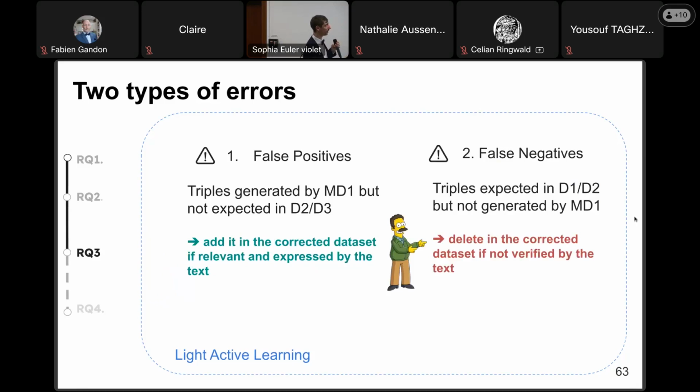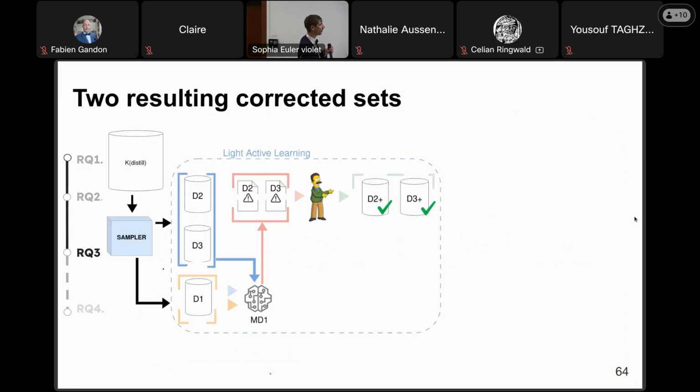The second type of errors is related to false negatives. That is, there are triples that are expected by our testing set, but not generated by our model. In this case, the annotators will have to delete these errors from the corrected data set if they are not expressed by the text. Okay, we now have two corrected data sets.